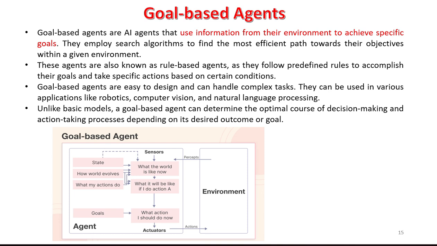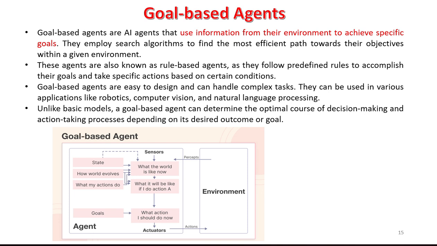The goal-based agents are easy to design and can handle complex tasks. They can be used in various applications like robotics, computer vision, and natural language processing. So these all come under the procedure we are using. First, we need to sense the environment. What is the world like now? What procedure do we need to follow? What action do we need to perform to achieve the goal?